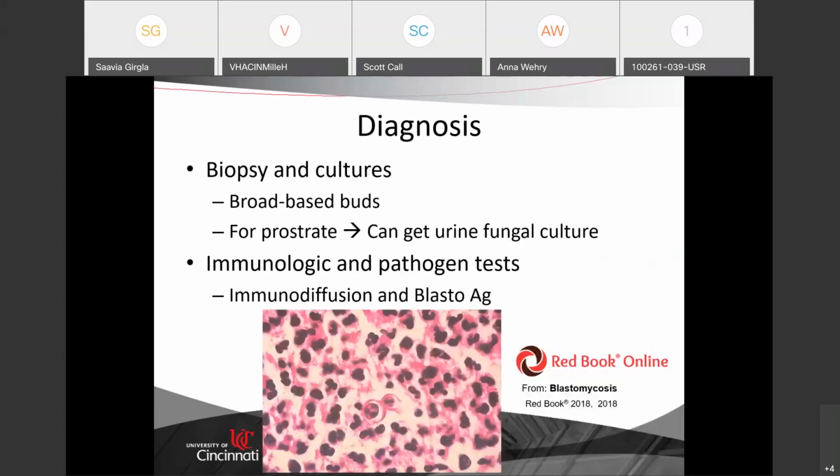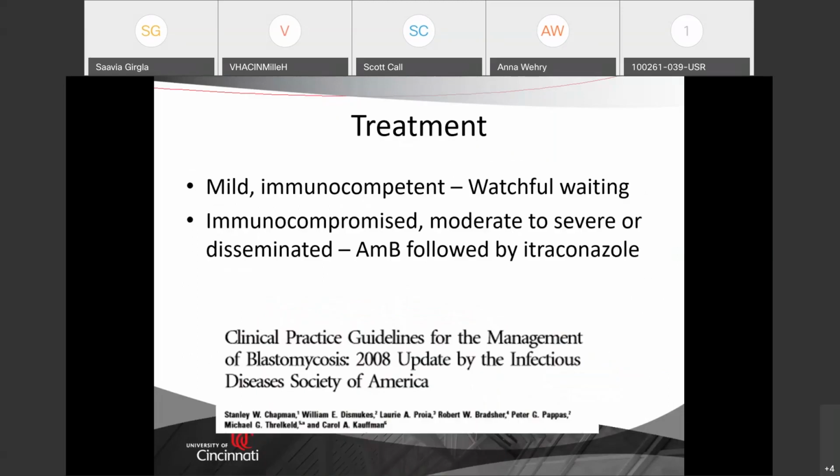The diagnosis is biopsy and culture again, and cultures are the best. We like broad-based buds, and you can see here, again from the Red Book, these broad-based buds. For the prostate, you can get a urine fungal culture, and that should help you diagnose prostate blasto. There are also immunodiffusions and blastoantigens. These are not as sensitive, and they have more cross-reactivity, but they are available for use, and we do send them out frequently. Treatment: mild and immunocompetent, watchful waiting; immunocompromised or moderate to severe, amphotericin followed by itraconazole. Again, there's an older but still accurate IDSA guideline for blasto.